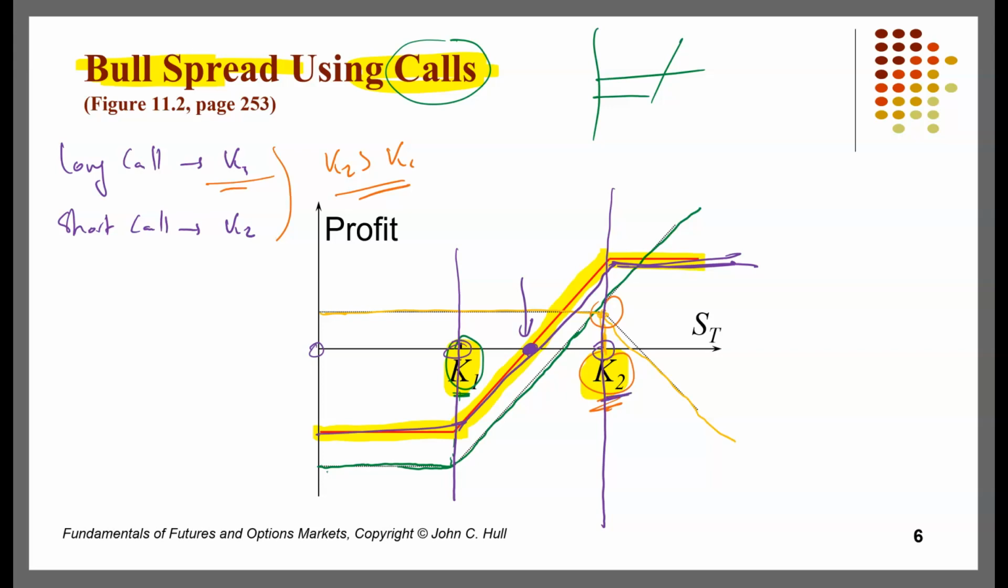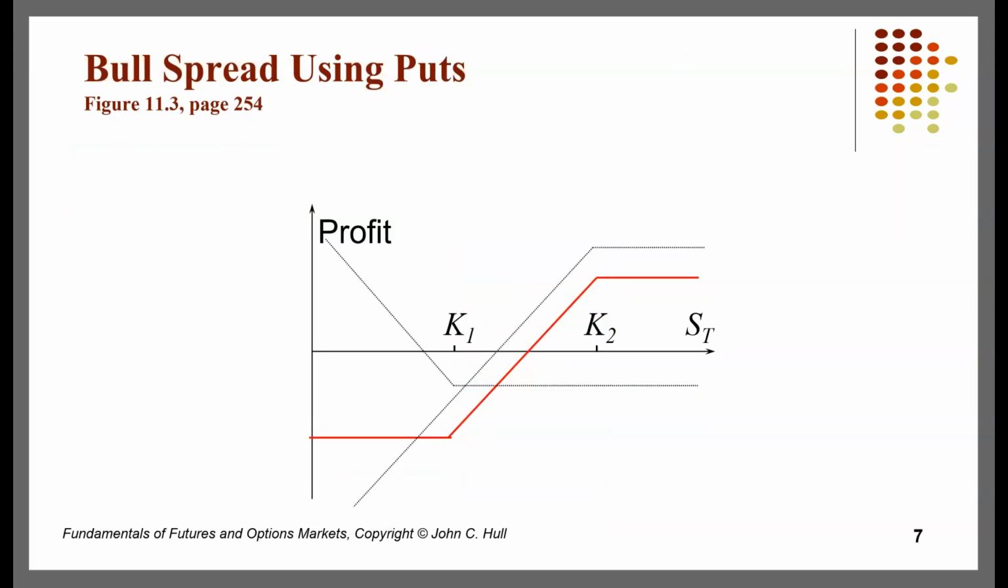Now we could also construct a bull spread using put options, and the scenario would be essentially the same. So with the bull spread using put options this time, what do we do? Well, we take 2 positions in put options. The first position is going to have a strike price of K1, and the second position is going to have a strike price of K2.